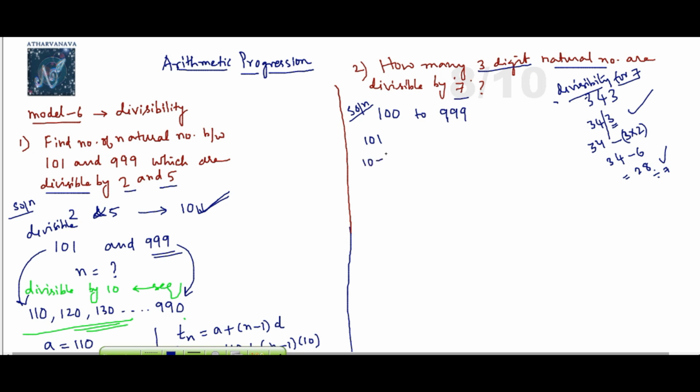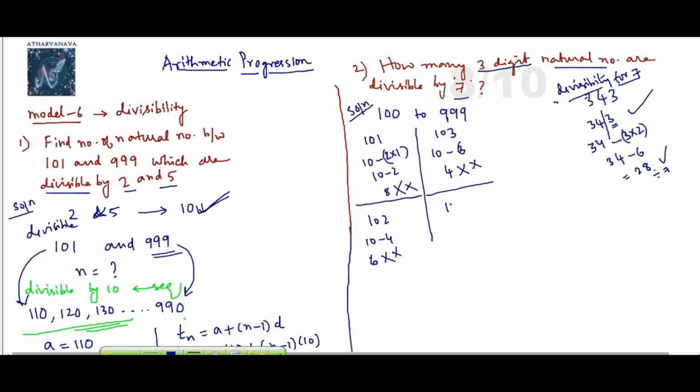10 minus 2 into 1, correct? So 10 minus 2, 8. Not possible. Next, 102. 102 we will check. 10 minus 4. I am writing directly, we know the method, isn't it? 6. Not possible. Then we will check 103. So it will become 10 minus 6. Okay. It will become 4. Not possible.